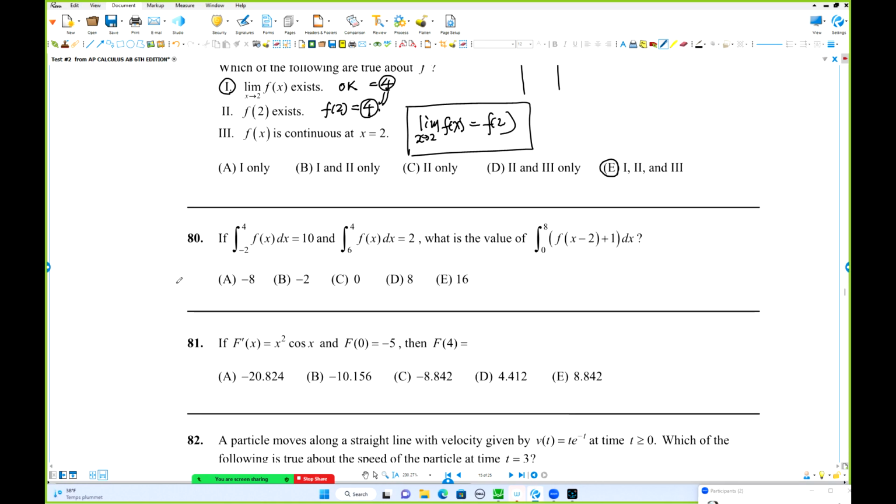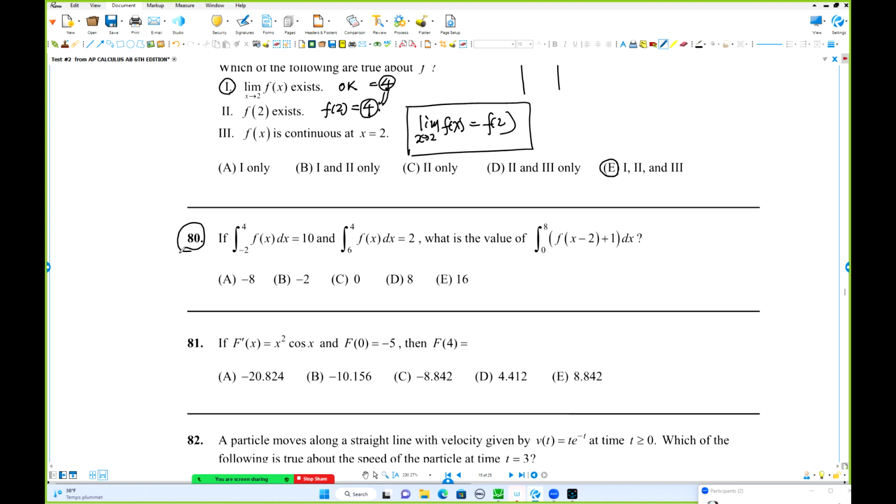Now the last question today, number 80, okay? We have two integrals there. The integral of f of x, the same function, from negative 2 to 4, that area is 10, and the next one is from 6 to 4, the reverse way, right? From 6 to the left, which is 4.